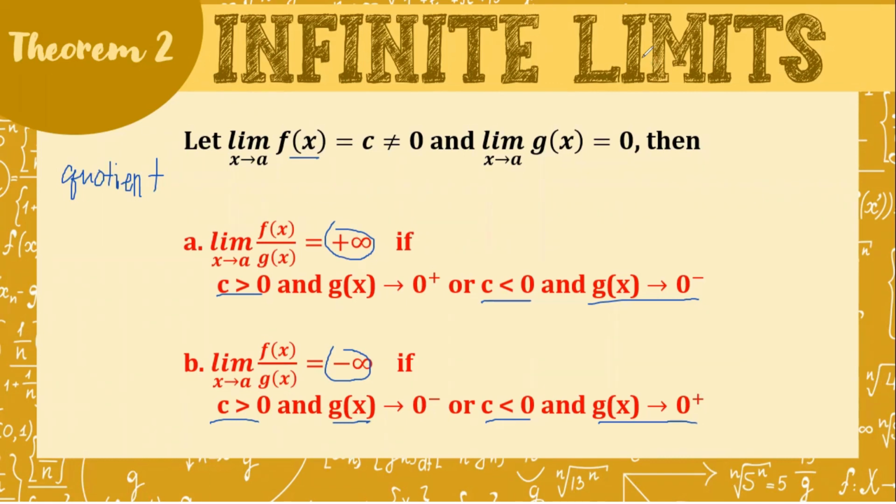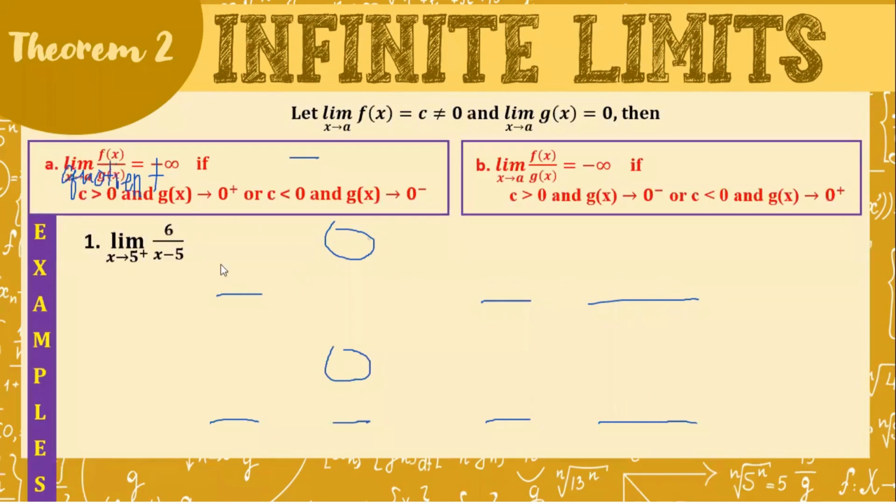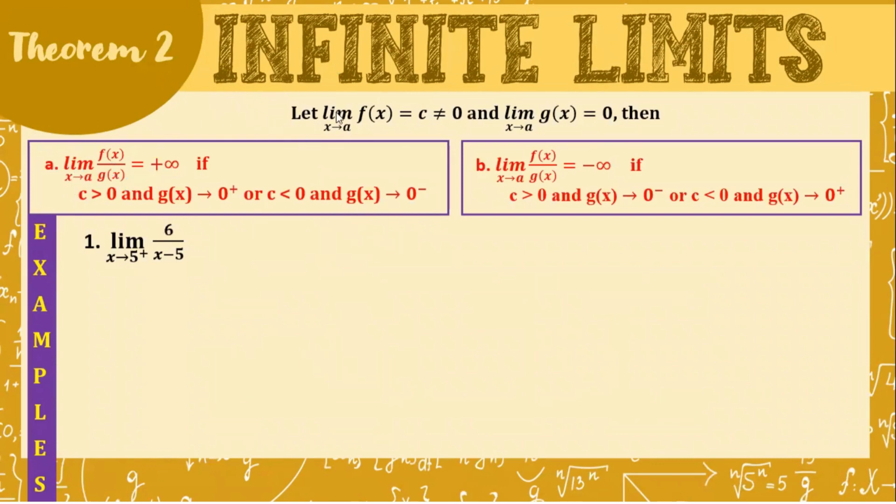Now, let's have an example for you to really understand this topic. Okay, so let's have an example. Now, don't be confused with the two possible results here. Okay, just listen to this video. Now, we have here the given limit of the function 6 over x minus 5 as x approaches 5 positive, or to the right.